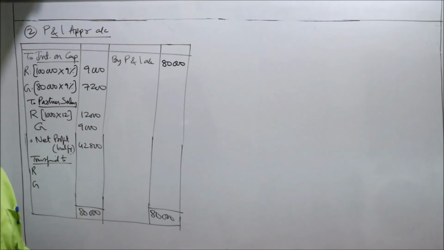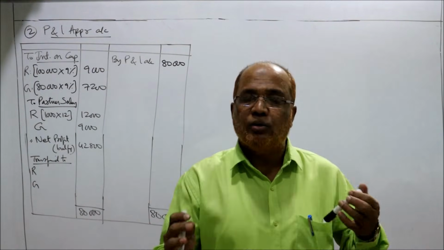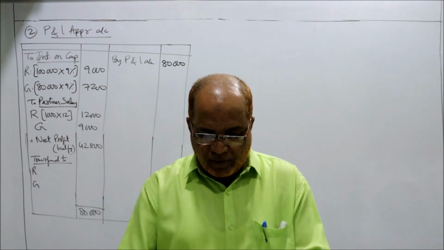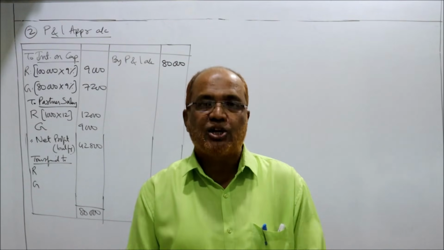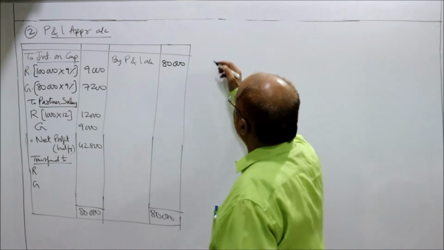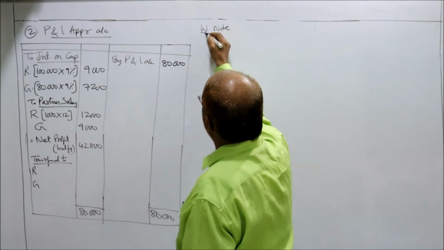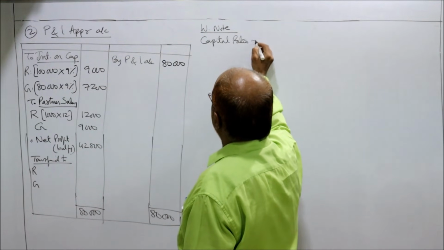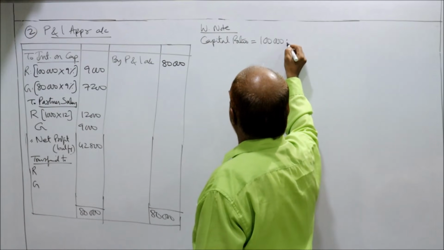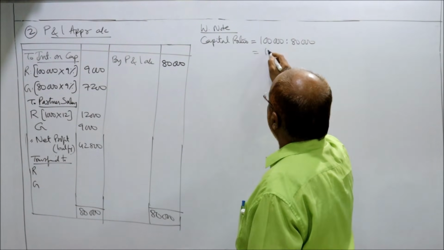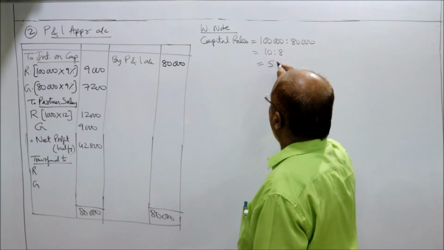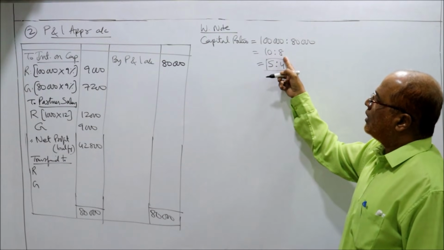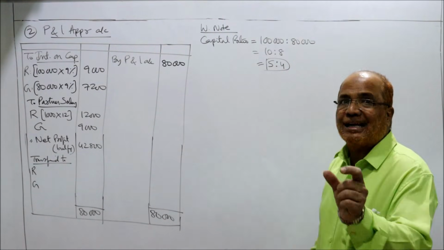Now this 42,800 will be divided between the partners according to the condition. What condition is given? First 18,000. Out of the profit, first 18,000 is to be distributed in the ratio of fixed capital. Capital ratio, working note I am showing. Capital ratio is 1 lakh is to 80,000 or 10:8 or 5:4. If we cancel 4 zeros it will be 10:8, and simplifying, 5:4. This is the capital ratio.